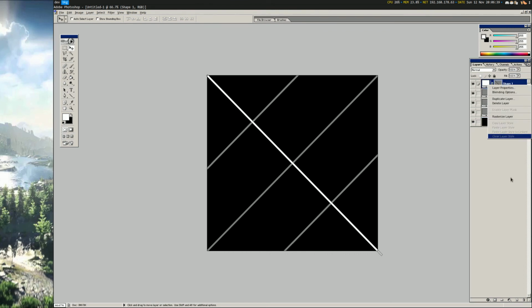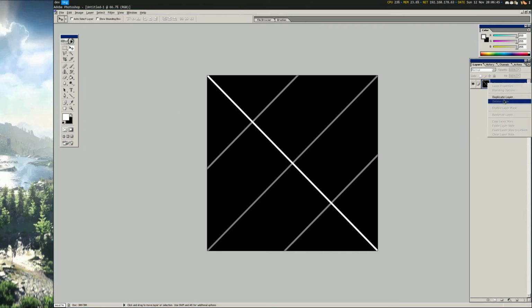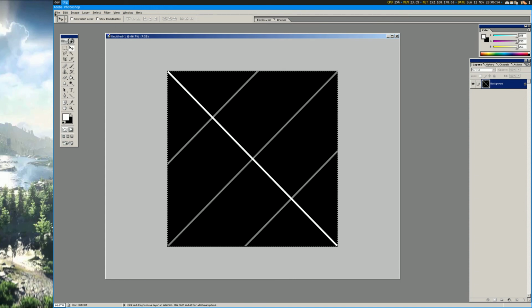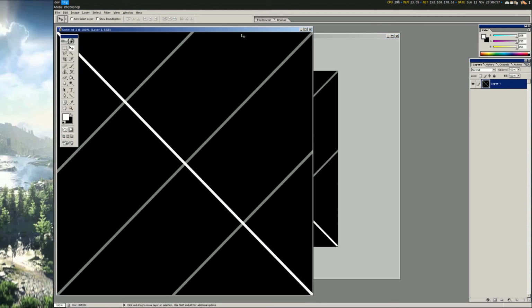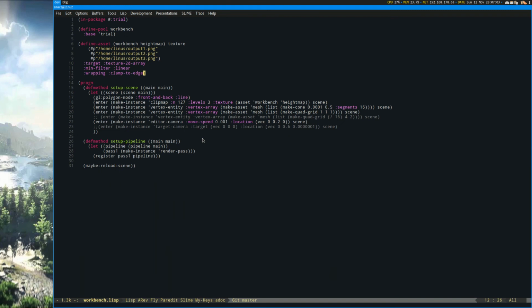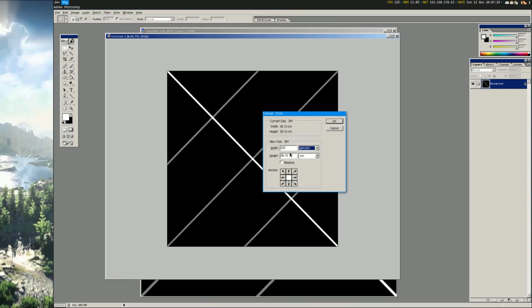Okay, so let me flatten. And then we want to duplicate this image, and then how many levels are we doing? I think 3. Yes, 3. So now we need to... let's do 4 levels actually, I think. Canvas size, 25%.